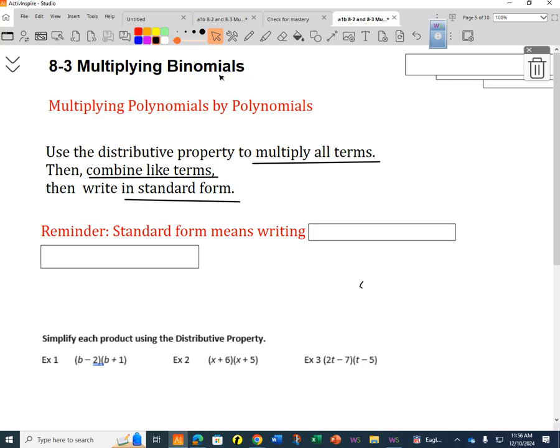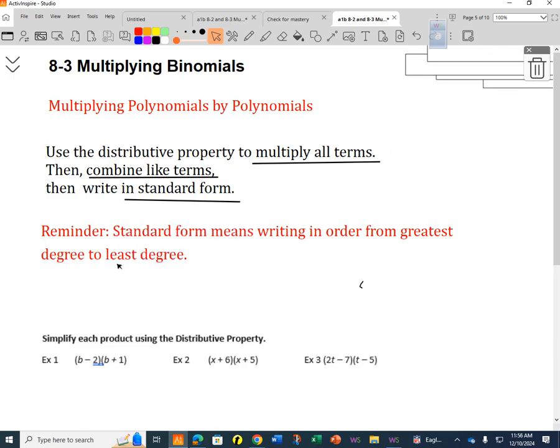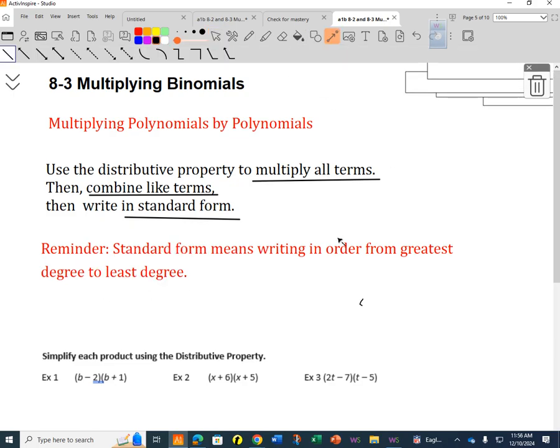So you're on the right track. It's greatest degree to least degree, right? So we want the term that has the largest sum of exponents on the variables first, and the one that has the least at the end. So we say we're writing them in order from greatest degree to least degree. Jaden, we're writing this.